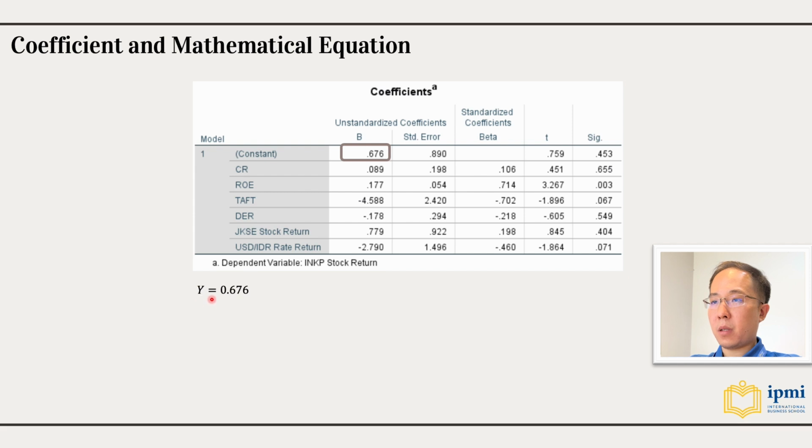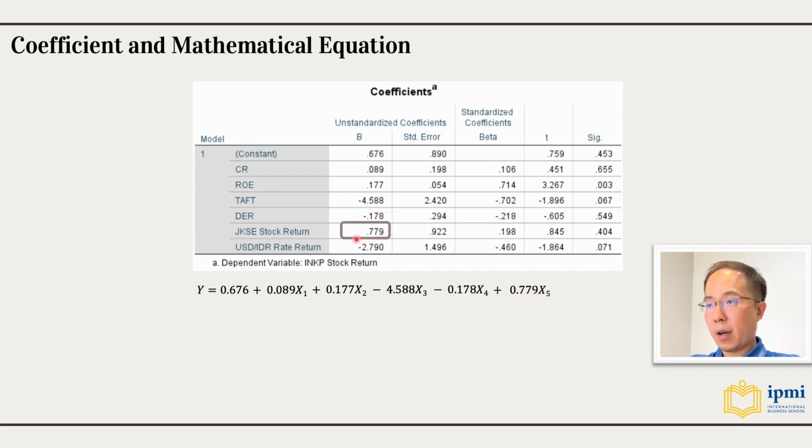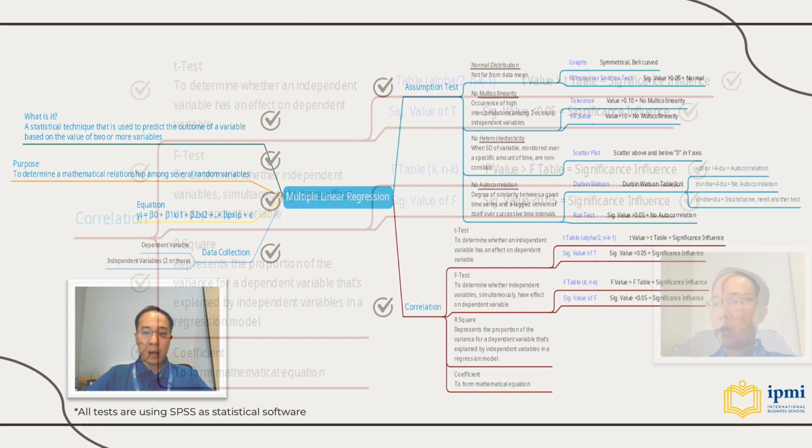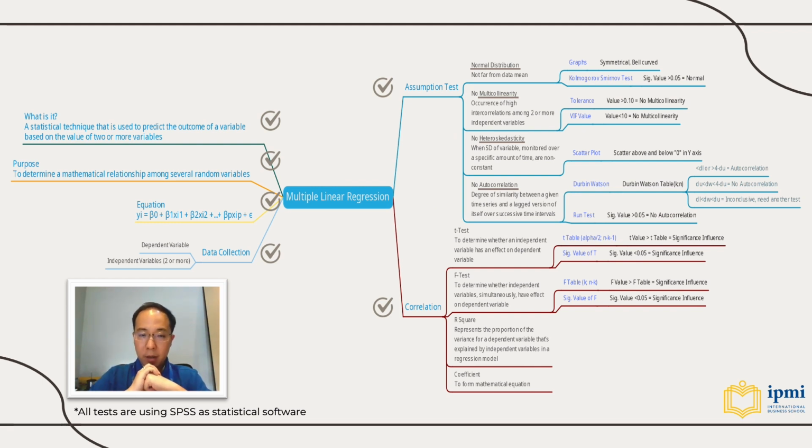So the dependent variable is equal to this constant, and then plus 0.089 from the first independent variable, and then plus this one, minus the third one, minus again the third one, the DER, debt equity ratio, from the financial ratios, plus 0.779 and minus 2.790. So the INKP stock return is equal to this mathematical equation, from the first independent variable until the sixth independent variable combined into one. Right, easy, right? Okay, that will be all of this mind mapping of multiple linear regression.